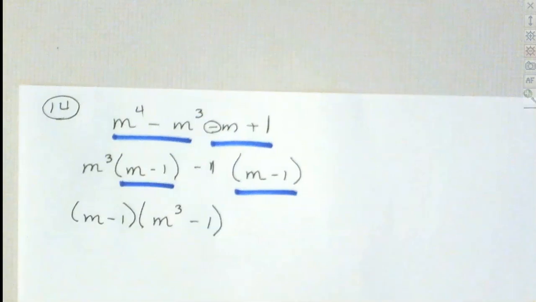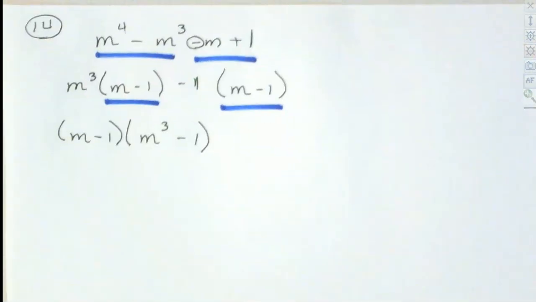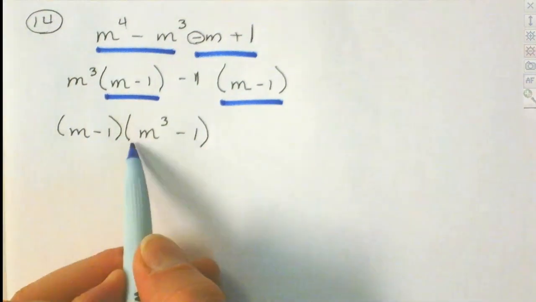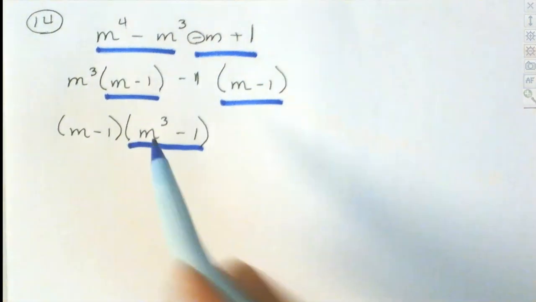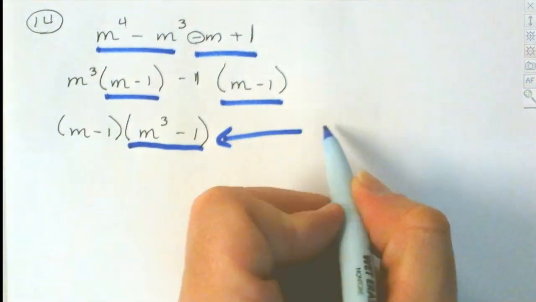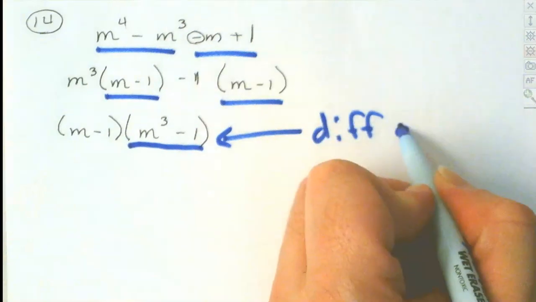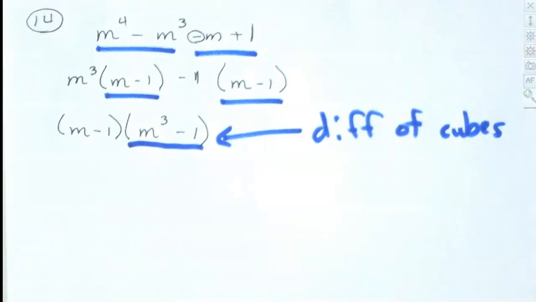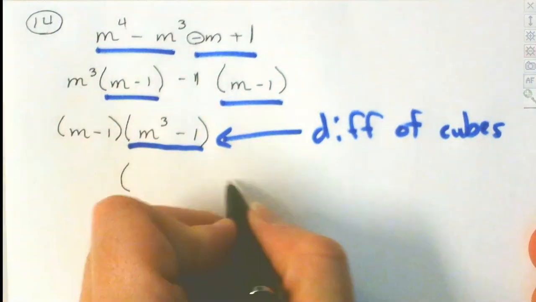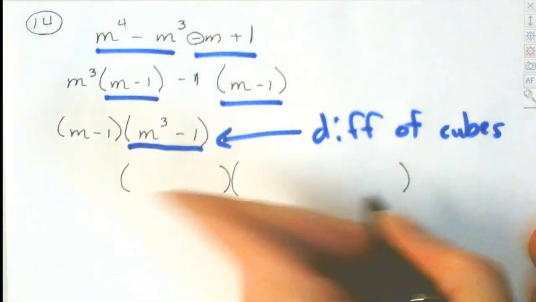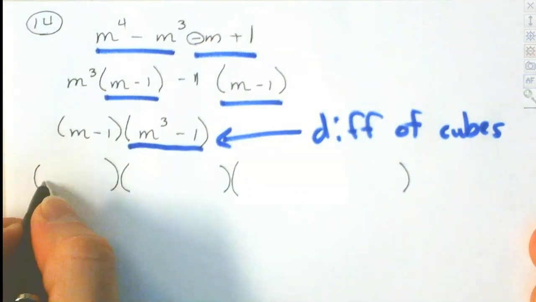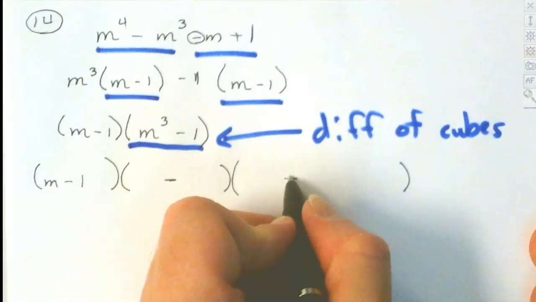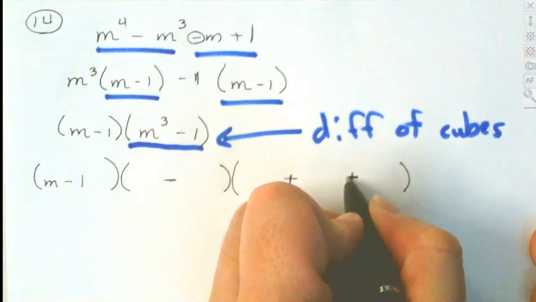All the others that we've done today, we were able to stop at this step. This one has an additional step because we're not done yet, because look at what I've got underlined here. That is a difference of cubes. Always look for squares and cubes at the end. That's going to be a difference of cubes. Remember how the signs go for the cubes. It's a difference, so it goes minus, plus, and then it always ends with a plus.